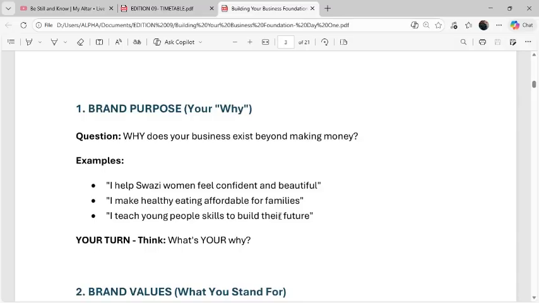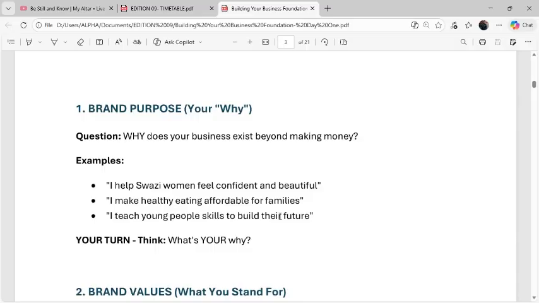Because you can't make money if you've got no sales, right? You cannot make sales without what? Marketing. And you cannot market something that people are not interested in, right? Those things are just a long convoy, which builds up to you having a good brand at the end. So let's look at these examples. Why does your business exist beyond making money?